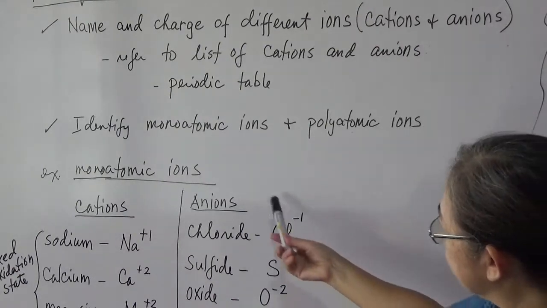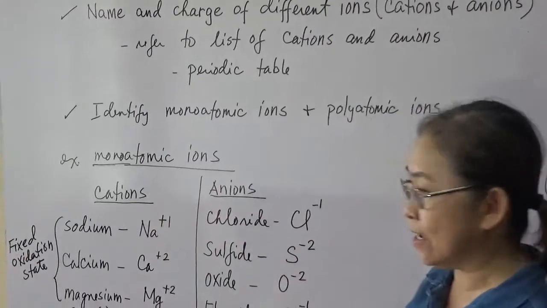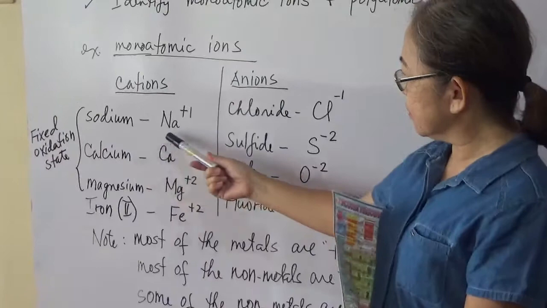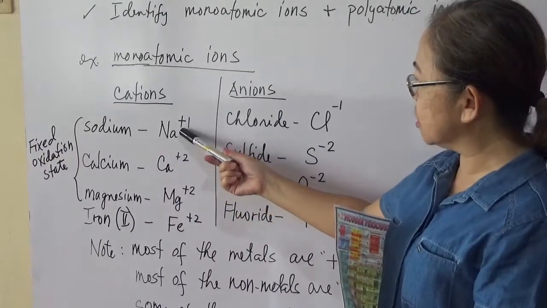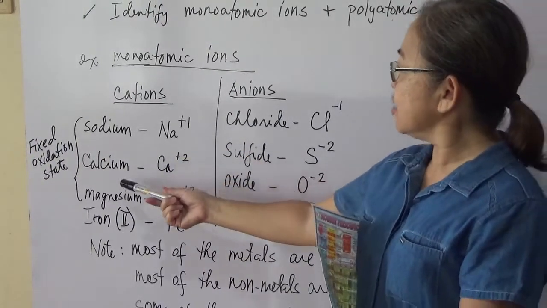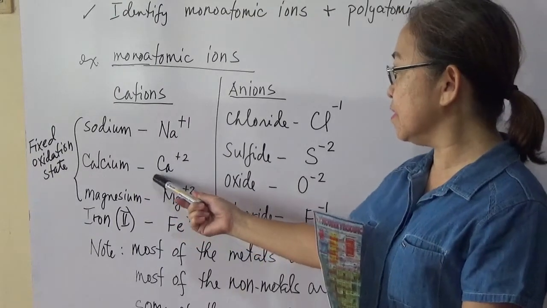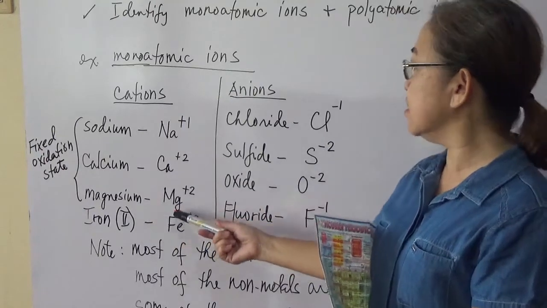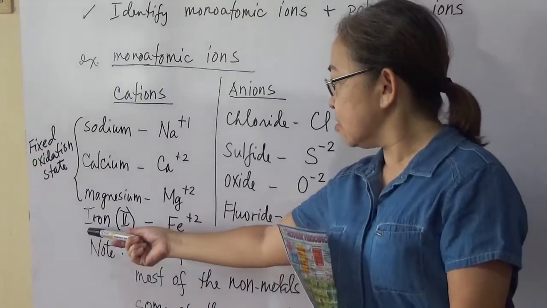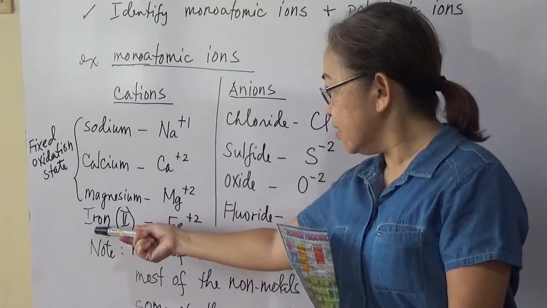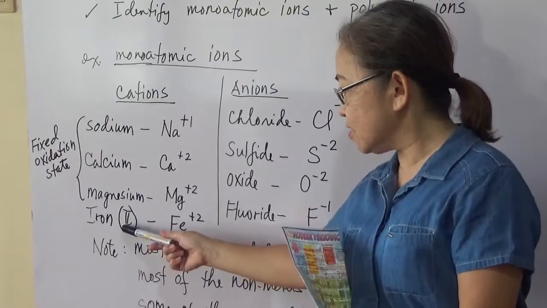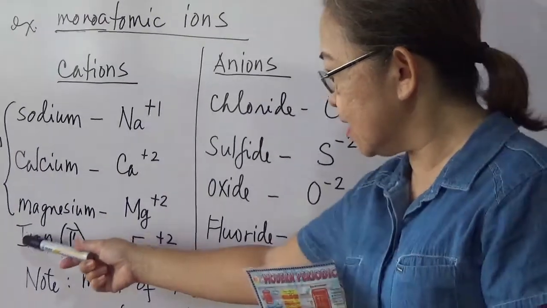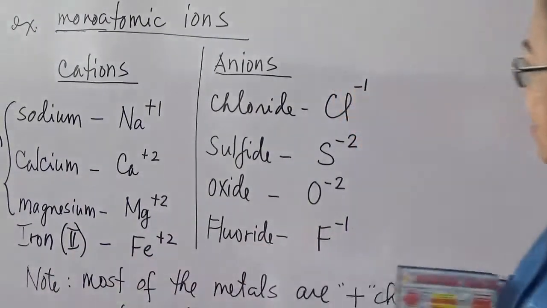So we have here examples of monoatomic ions. For cations, you have sodium ion. The symbol is Na, the charge is +1. Calcium ion, the symbol Ca, the charge +2. Magnesium ion, Mg +2. Take note of this one, iron, then it is enclosed in parentheses with a Roman numeral 2, and that is Fe +2. I will discuss this one later. Okay.